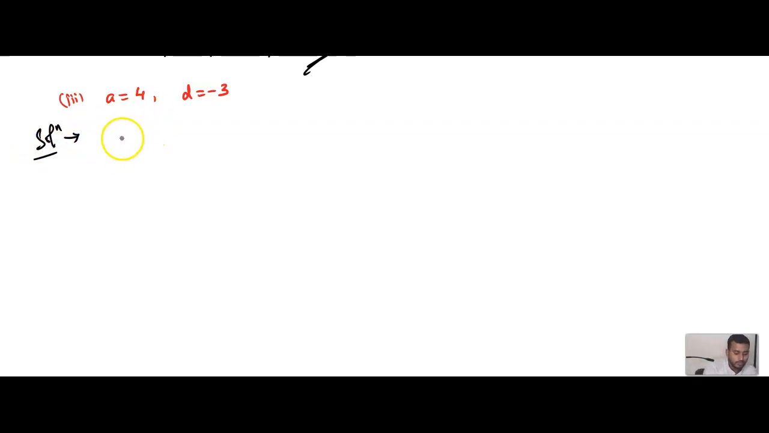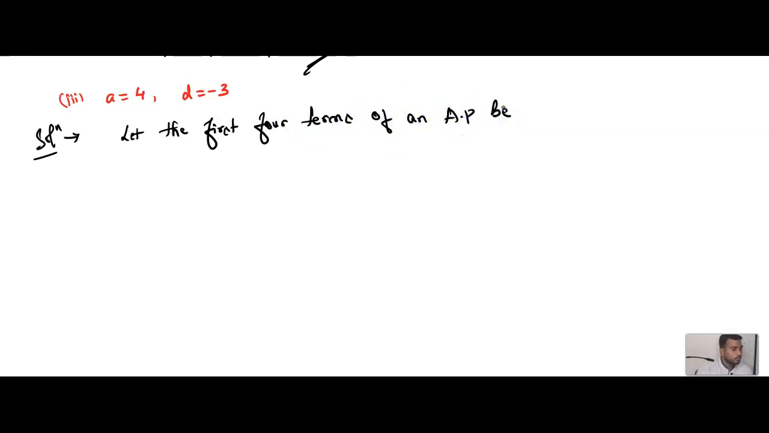Good. So first what should we write? Let the first 4 terms of an AP be. So which are the first 4 terms of an AP? That is a, a plus d, a plus 2d and a plus 3d. Correct? Now what is the value of a? Shall we substitute? Children, can you solve?